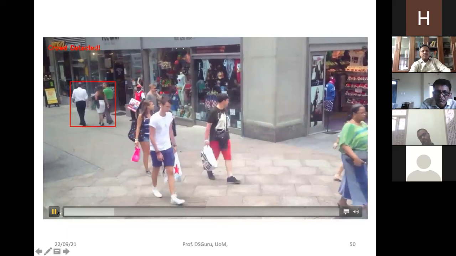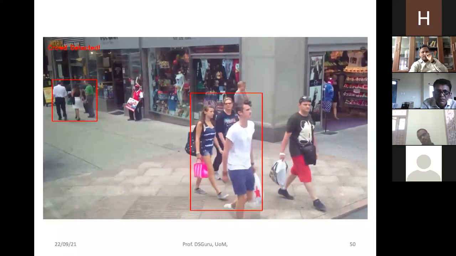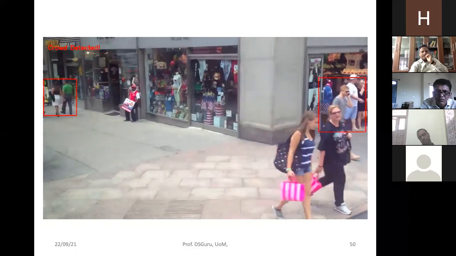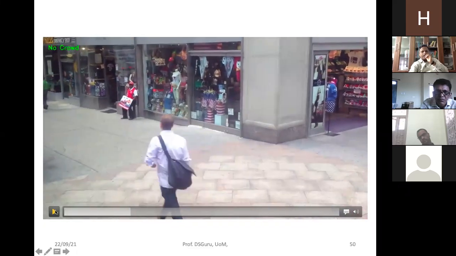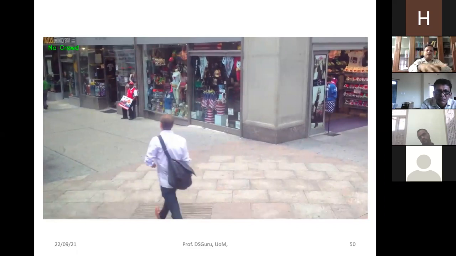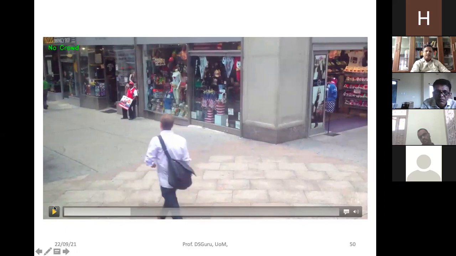Crowd dispersed, crowd detected. There are people going together. Crowd detected, right? So here no crowd. There is nothing like a crowd. There is a person walking but alone, right? No crowd. So this is what the AI-based tool does.